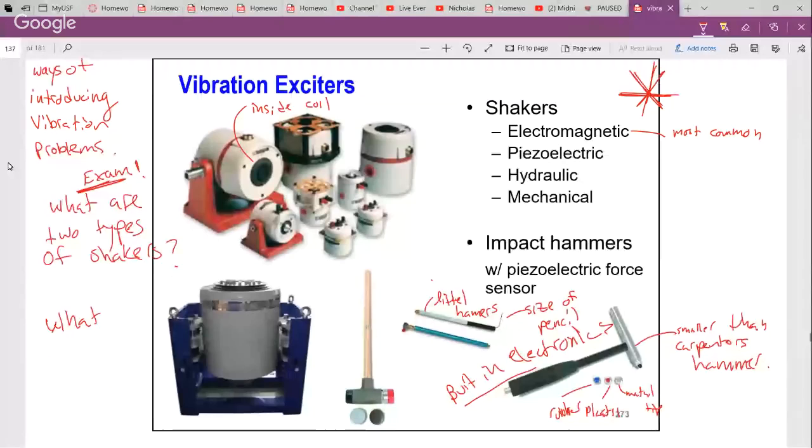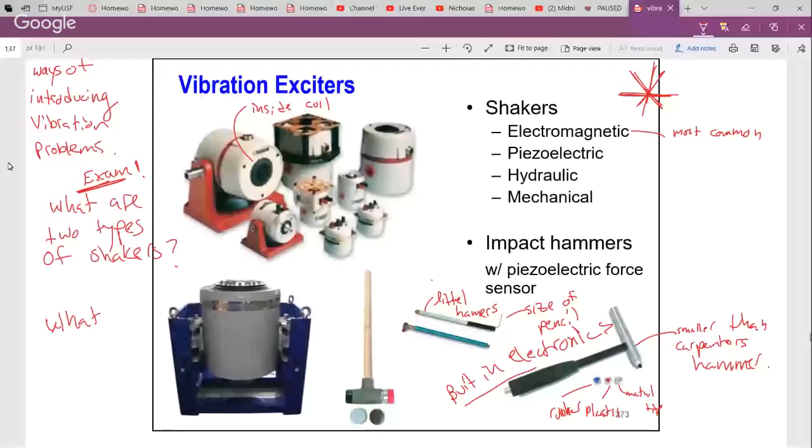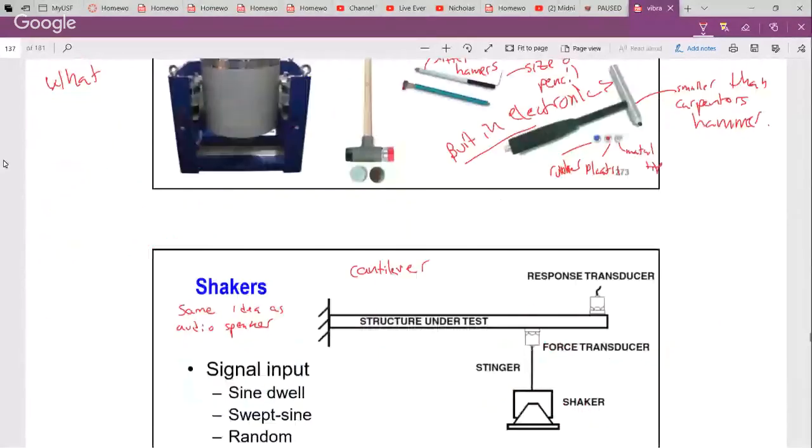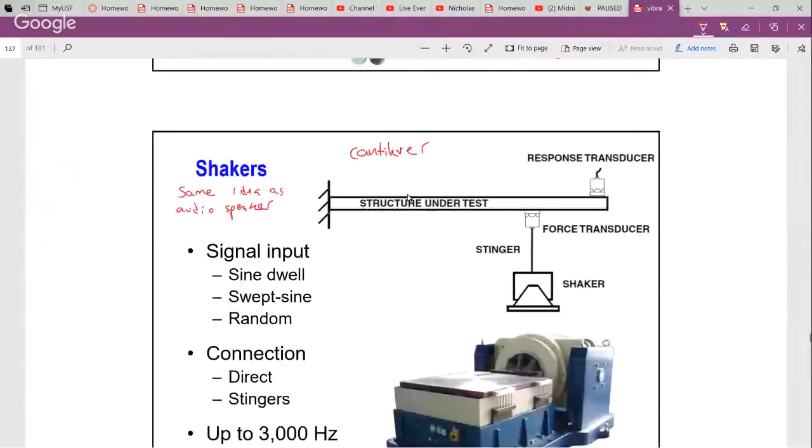All right, so there are a couple of ways of attaching these things. One is direct, and the other, the one that I'm showing at the top here, is through a stinger. In this case, we have a structure in whatever location, we bring the shaker to it, and we want to apply a force to it, so we want to connect it. If we connected the shaker directly to the structure, it would be very hard to control the direction of the force.